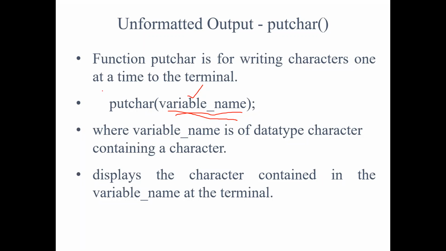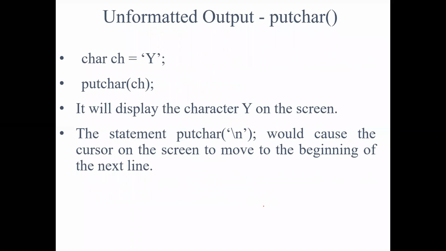So one is for printing. putchar is for writing the characters, and getchar is for getting the characters, or getting an input, right? Here the variable is of data type char containing a character, and putchar displays the character contained in the variable at the terminal or the display. So it's very simple, unformatted output. Just one example: you are declaring the variable ch as a character variable and assigning the value y, then putchar(ch). So you will be displaying the value of ch, right? It displays the character y on the screen.